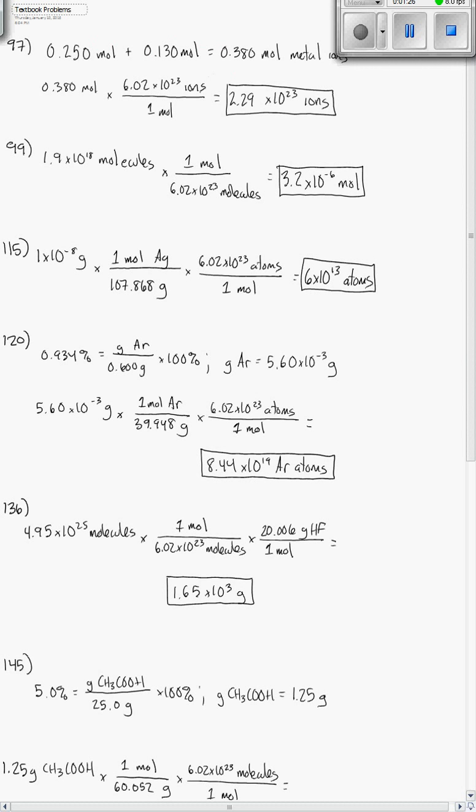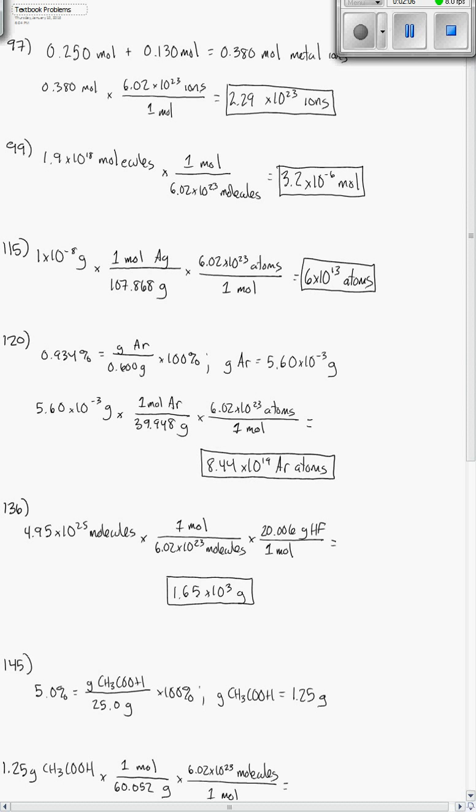In number 99, we're working in the opposite direction. In this case, you start off with molecules, and you want to go from molecules to moles. You're told that a snowflake contains 1.9 times 10 to the 18th molecules of water, and you want to know how many moles that is. In this case, you set up your conversion factor again. You set up Avogadro's number here, and you want to cancel out molecules, so in this case, 6.02 times 10 to the 23rd molecules is in the denominator instead of the numerator. If you set up your conversion factor correctly, your molecules will cancel out, and you'll be left with moles. You'll get your final answer.